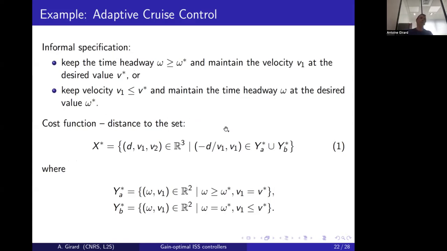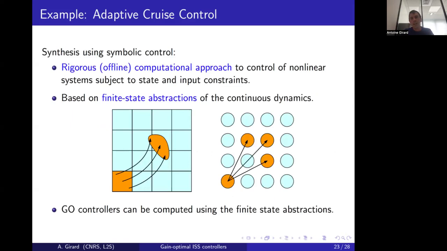And so we want to synthesize a controller that is going to stabilize this set. Because we have disturbance, we are not going to be able to stabilize exactly and to go to that set asymptotically. But we want to have a controller that has minimal control gains, right? So we want to get some optimal controller in this way.